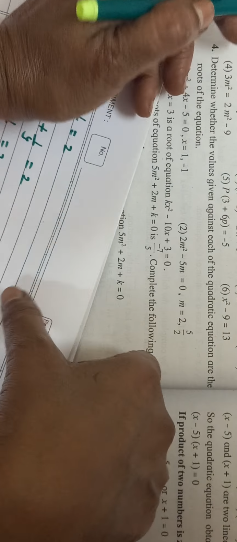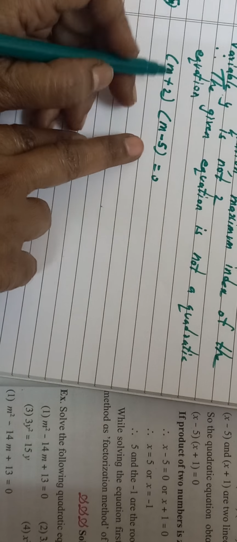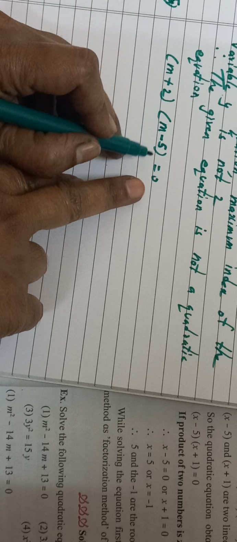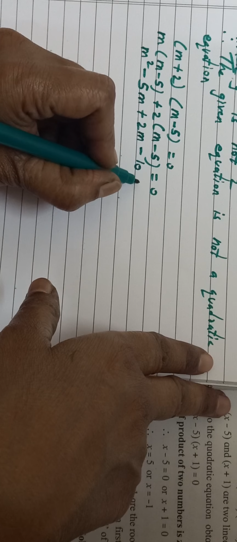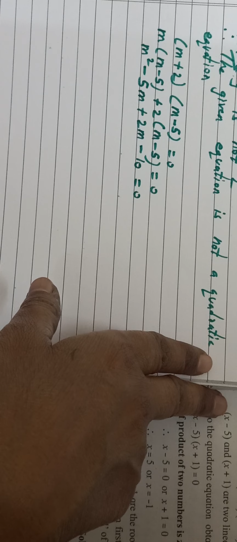So I will do the fifth one. Now the fifth one is a multiplication of, here this side if you see, multiplication of two binomials is equal to 0. So I'll take m here, multiply by m minus 5, plus 2 into m minus 5 is equal to 0. So what you will get? M into m square minus 5m plus 2m minus 10 is equal to 0.